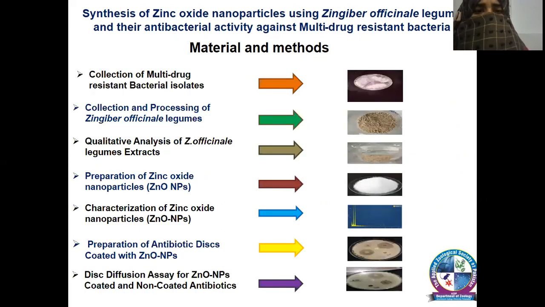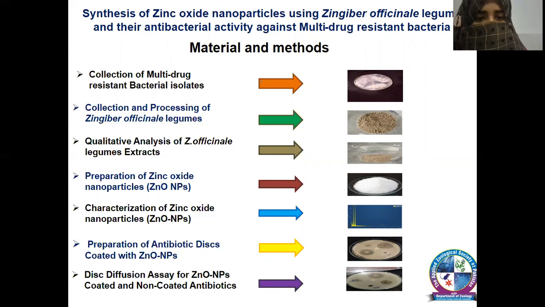Now, the next one is material and method. Collection of multi-drug resistant bacterial isolates taken from the culture collection of the Department of Microbiology Research Laboratory. Second one is collection and processing of Zingiber officinale rhizome. The ginger was cut with the help of a knife and dried, sheet dried for 1 week. The dry rhizome was blended into powder form. The extracted powder was kept in ethanol and water for phytochemical analysis.